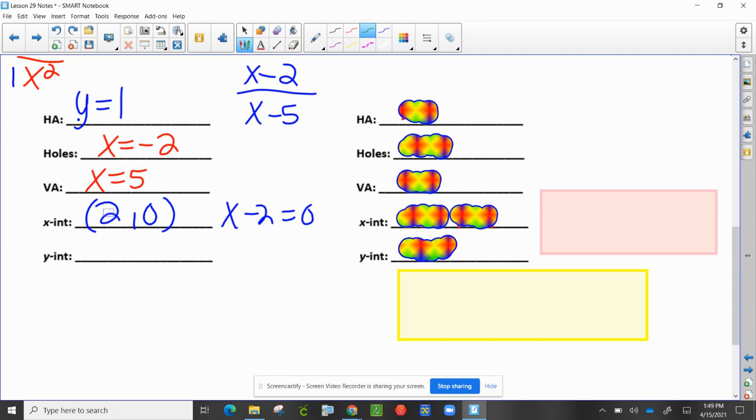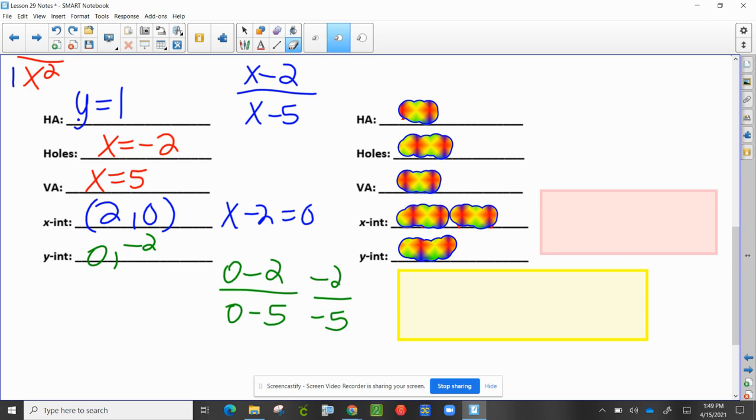And lastly, to find our y-intercept, we substitute in 0 for every x that we have. So 0 minus 2 is negative 2. 0 minus 5 is negative 5. Negative divided by negative is actually going to give me positive 2/5.